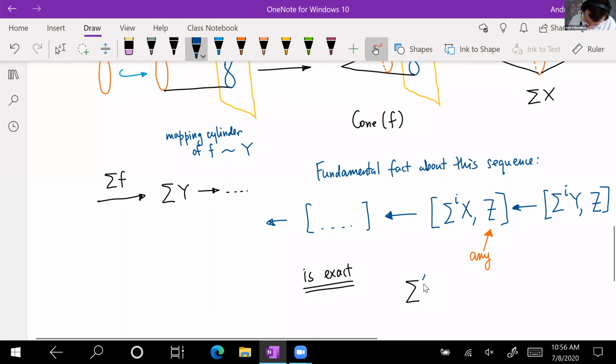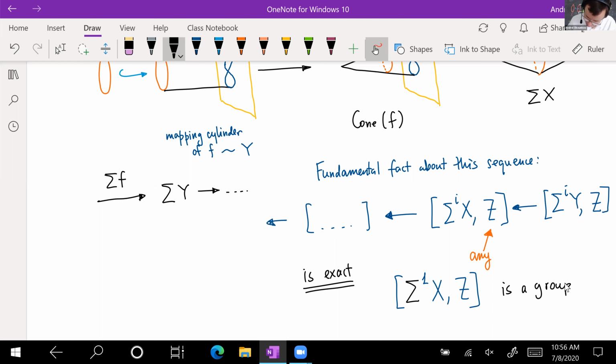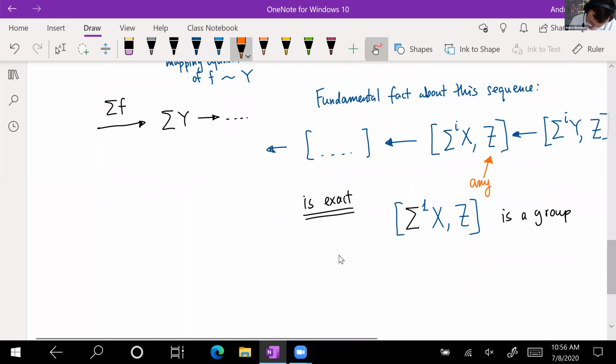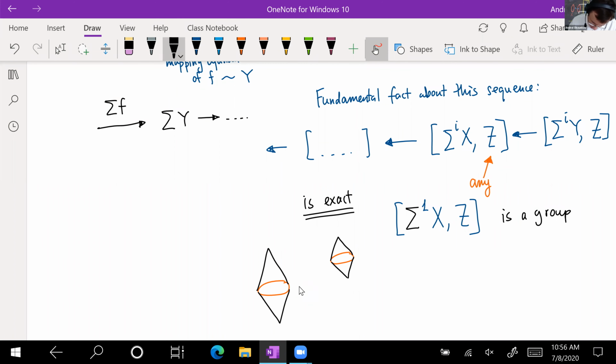If I take a loop like that into that, that already is a group. It's a group by the same reason as a fundamental group is a group. Because if I can take two maps like that, if I have a suspension, I can map it to the composition of the suspensions like that. And then this mapping to Z.